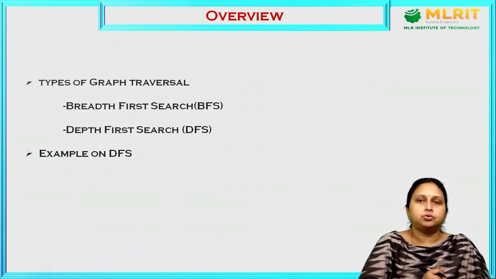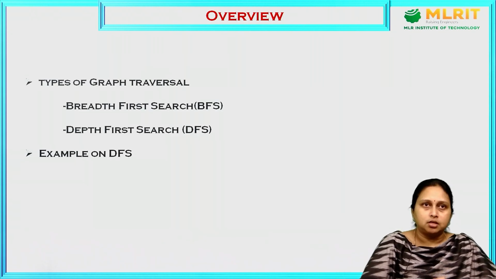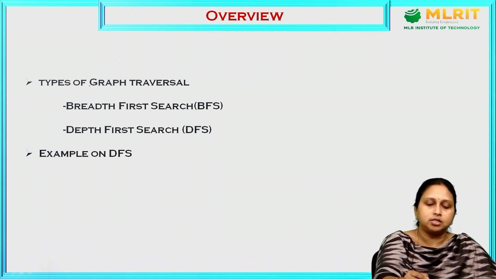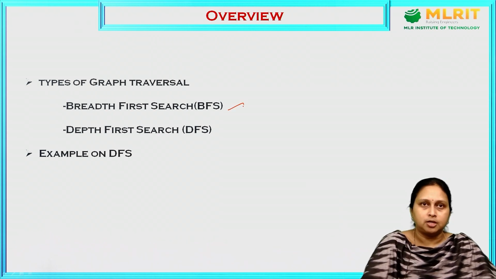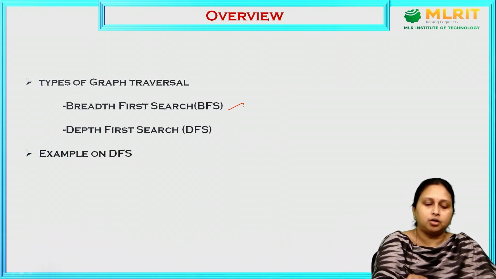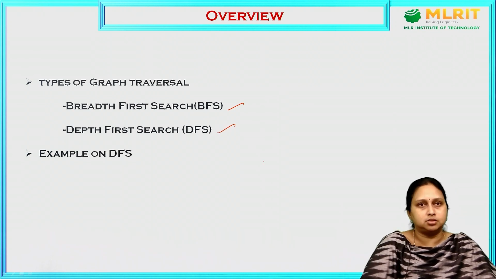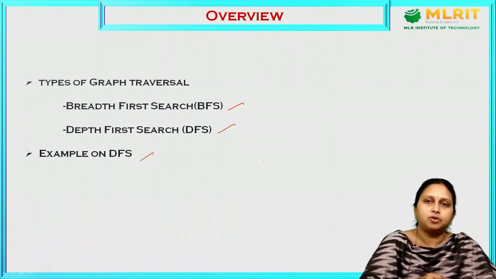Let us see today's overview of the course. In the previous session, we discussed the different types of graph traversals. In that, we have already covered BFS, Breadth First Search Traversal. In this session, we will be discussing DFS, that is Depth First Search Traversal, and we are going to see one example for DFS.